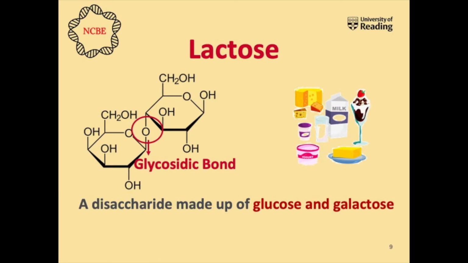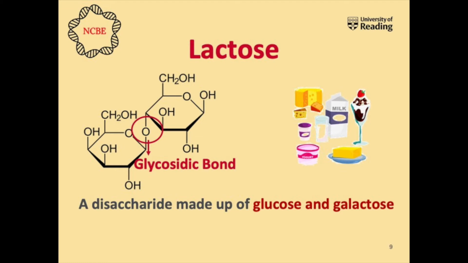As well as sucrose, we have other disaccharides like lactose. Lactose is found in dairy products like milk, also in cheese and in butter, and it's made up of two molecules again, one molecule of glucose and one molecule of another sugar called galactose, and that again is joined together by a glycosidic bond.